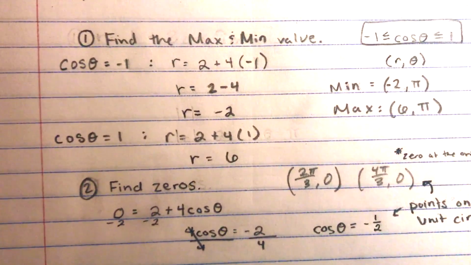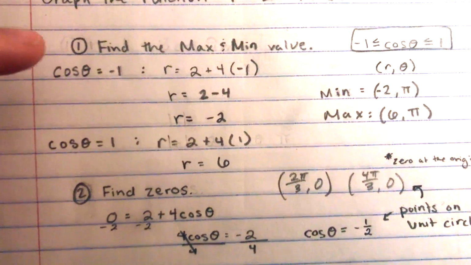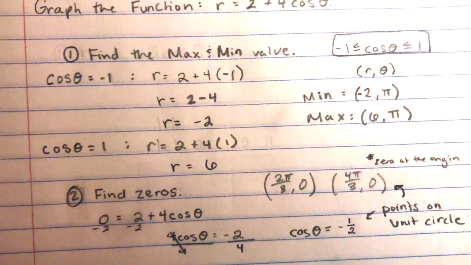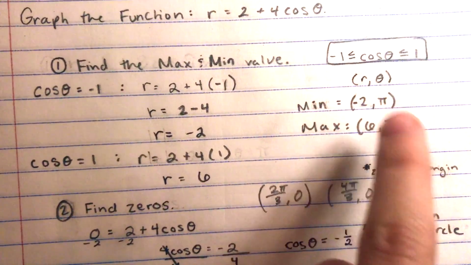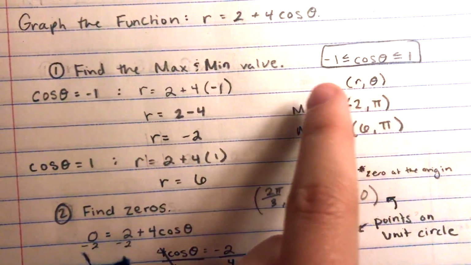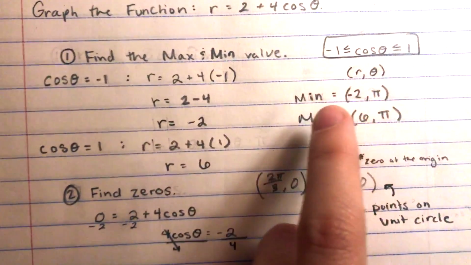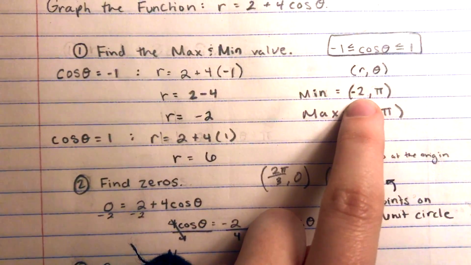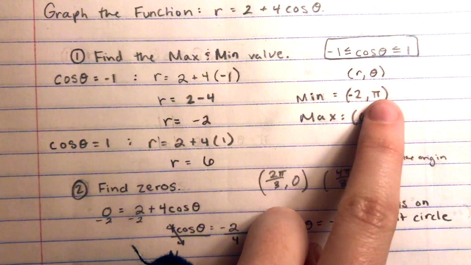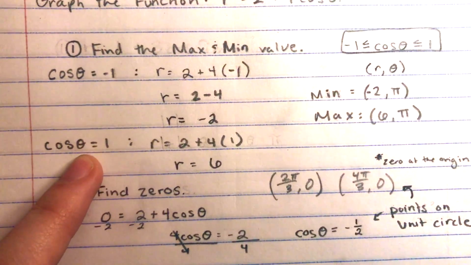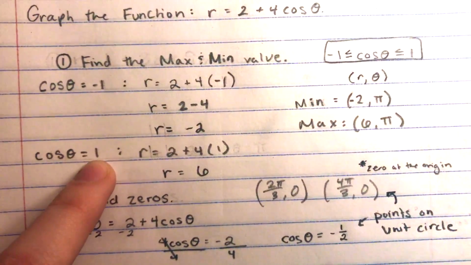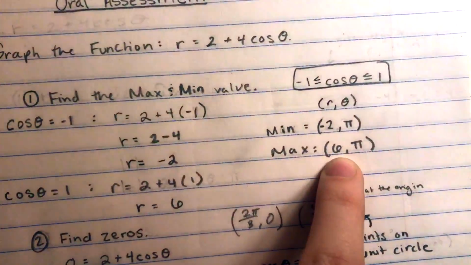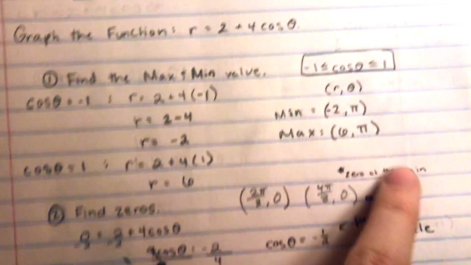So when you plug in cosine of theta equals -1 into our equation, we end up getting r equals -2. And since our equation corresponds, xy corresponds to r cosine theta, we then know that the minimum value is -2 pi. And then when we plug in cosine of theta equals 1 to get our maximum value, we end up getting 6. And so we know that our maximum is then 6 pi.